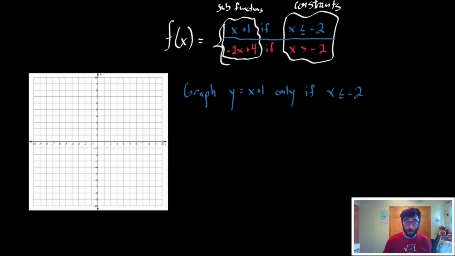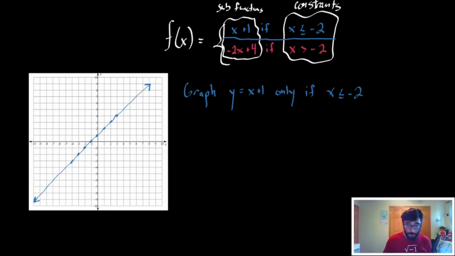So we're going to graph y equals x plus 1 only when x is less than or equal to -2. There are a couple of different ways we can do this. We can make a table of values, plugging in values of x that are less than or equal to -2, like -2, -3, -4, finding our y values and plotting those points. But I'm actually going to graph this entire function first. Give me a second. I'm going to graph this entire function over the entire coordinate plane.